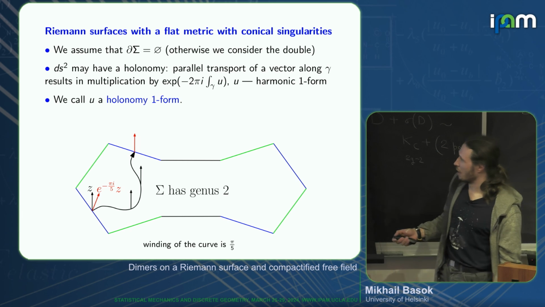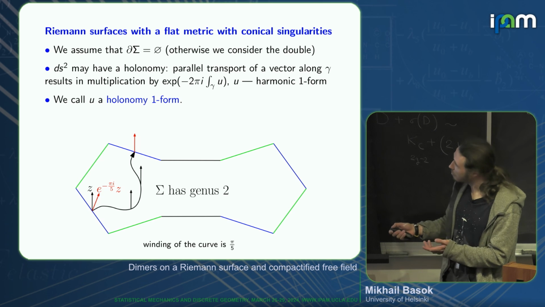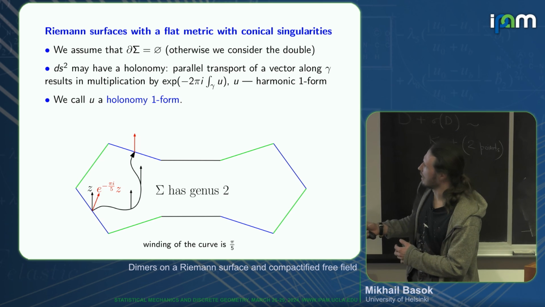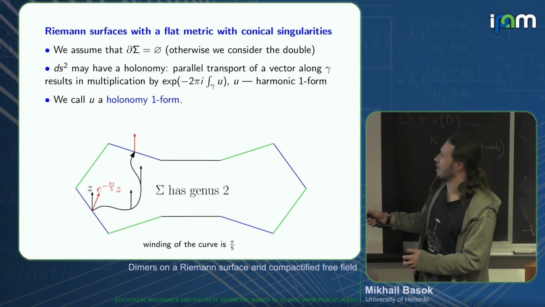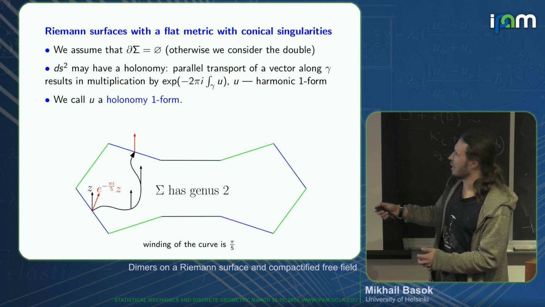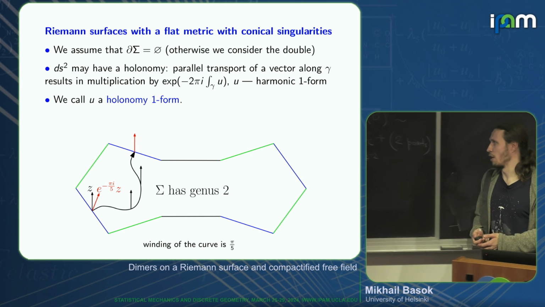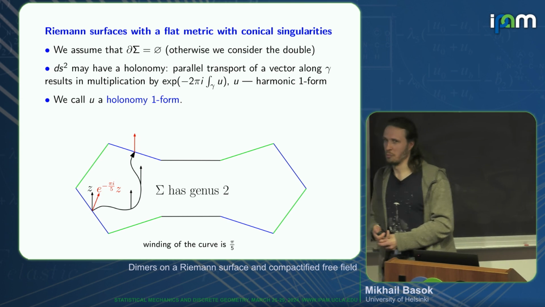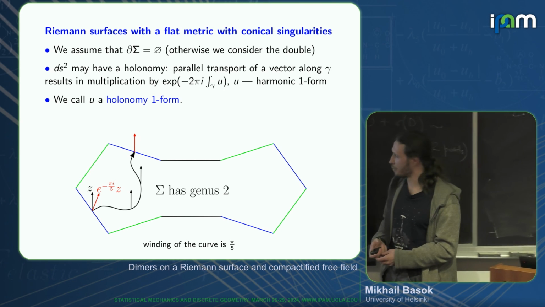So in general, we can find a harmonic one-form such that if we take a parallel transport along any loop, then the vector is multiplied by the exponent of the integral of this differential. We call it the holonomy one-form, and it will be important for the future. It will somehow be related to the limit that we get.